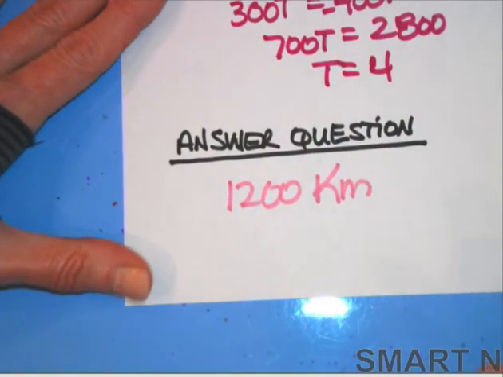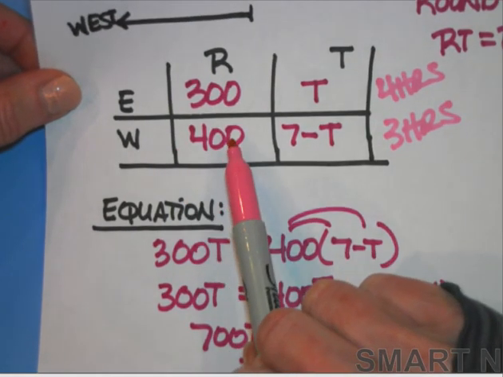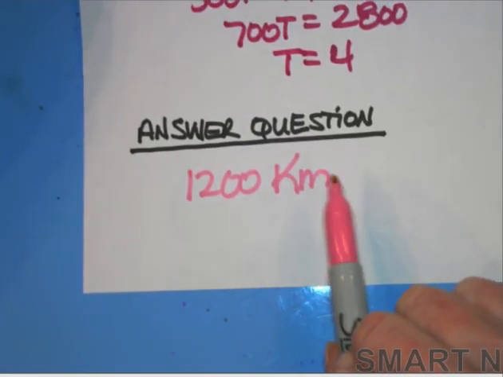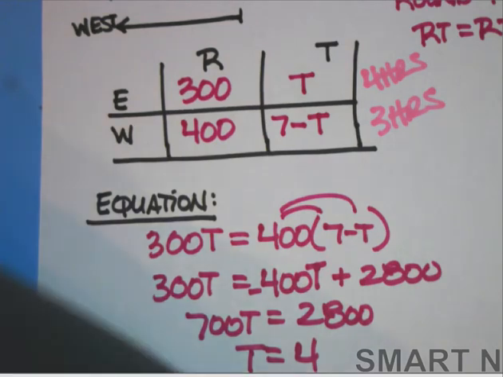That would be the total distance traveled. And then you should check that 400 kilometers per hour for 3 hours would also result in 1,200 kilometers. And I think that's enough information for you to do the other problems on your own.